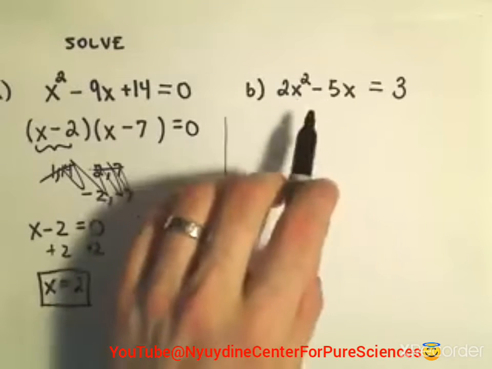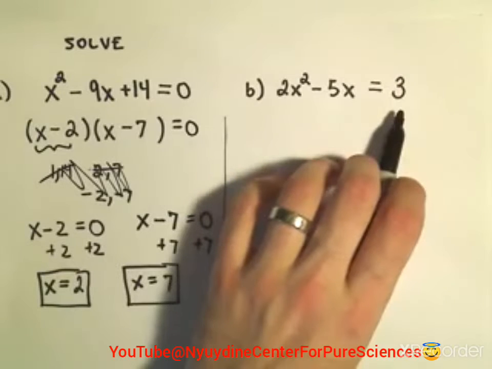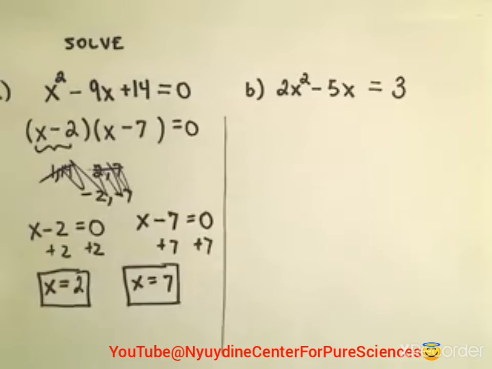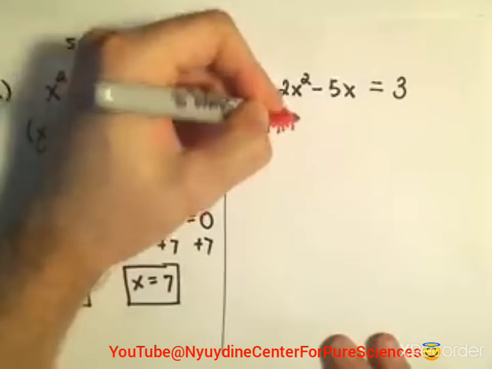So, alright, 2x squared minus 5x equals 3. So again, the first thing we're going to have to do is make one side equal to 0. A big common mistake, so this is something you don't want to do.